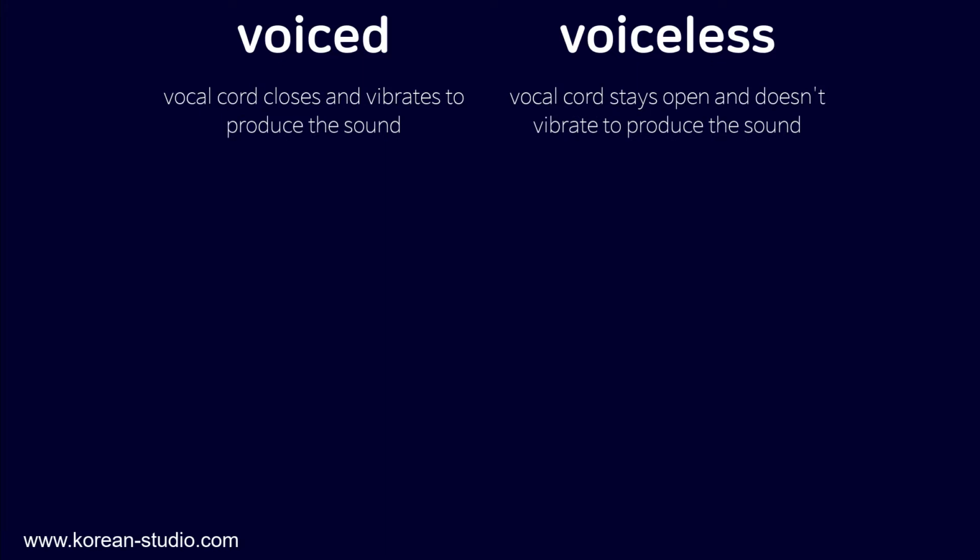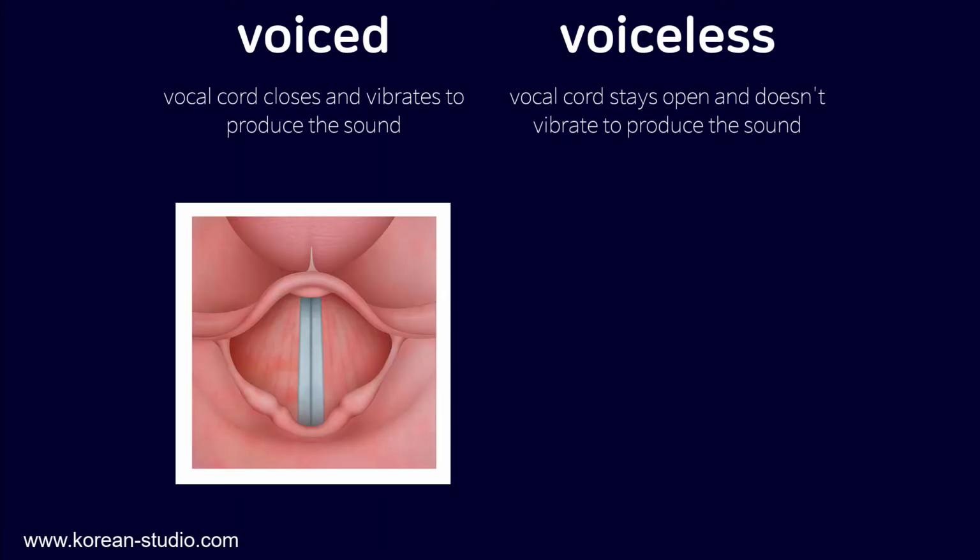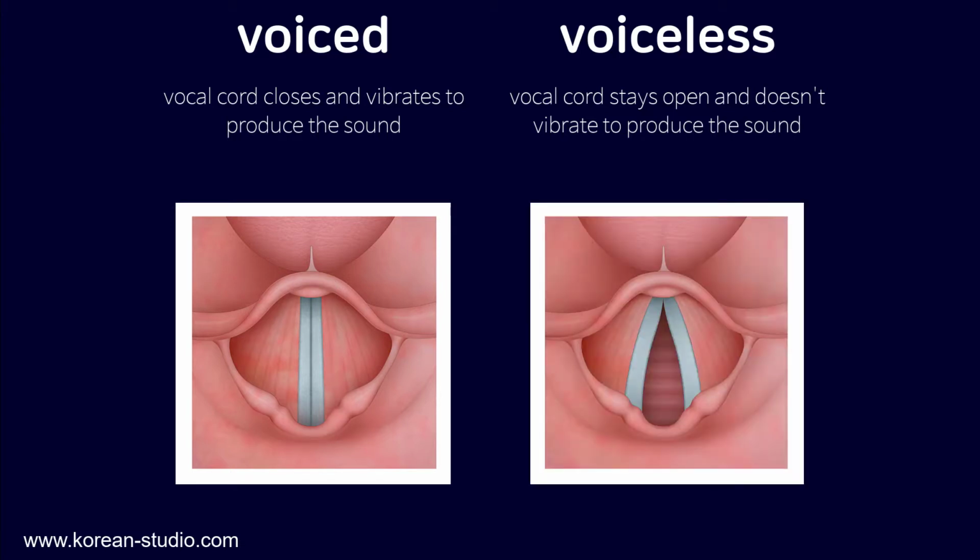But basically, voiced consonant sounds are produced with vocal cord vibration, whereas voiceless consonant sounds do not involve vocal cord vibration. So in this image, these are what's called vocal cords. Sometimes they're also called vocal folds. And with voiced consonants, they close up and vibrate to produce the sounds. Whereas with voiceless consonants, they open up and don't vibrate when sounds are produced.